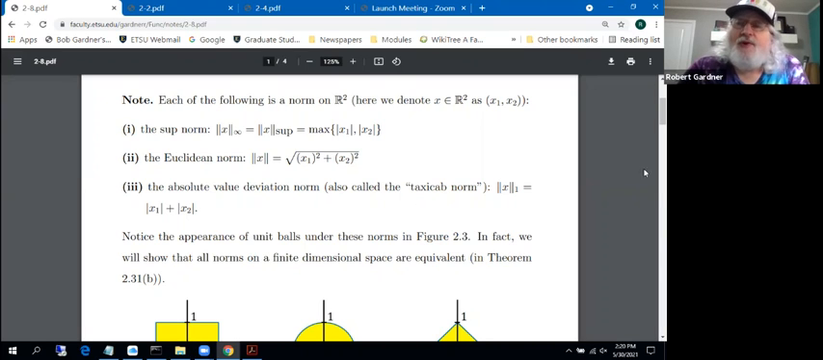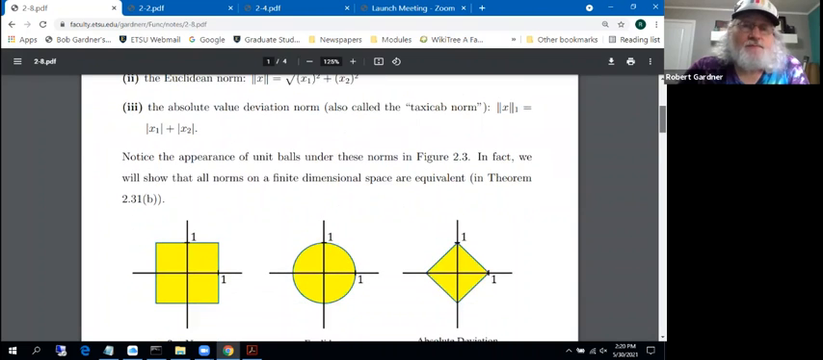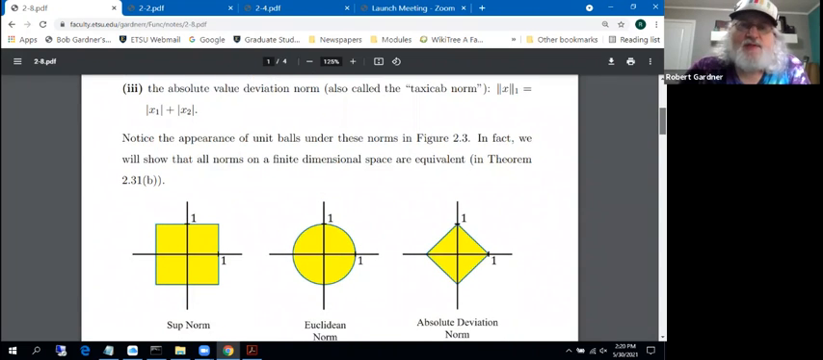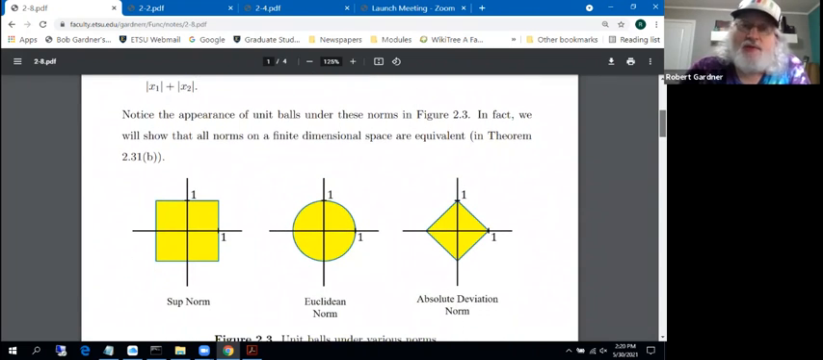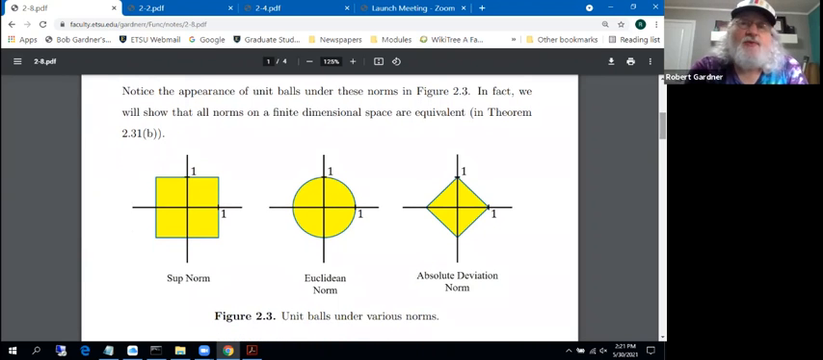Now, these different norms will imply different appearances, say, of the unit ball centered at 0. All vectors in standard position whose norm is less than or equal to 1 is what we have illustrated here in figure 2.3. The usual Euclidean norm, this just produces a unit disk centered at the origin. Again, all vectors in standard position with their tail at the origin. That means their head lies somewhere in this yellow disk under the Euclidean norm.